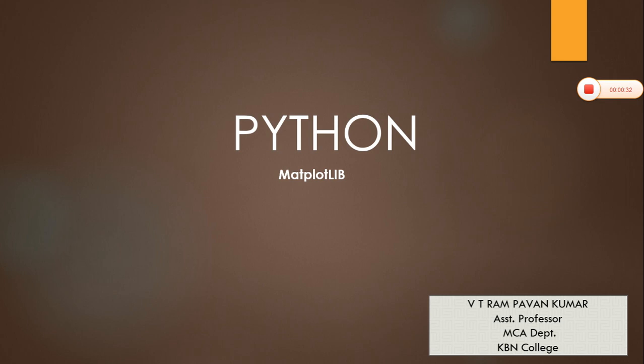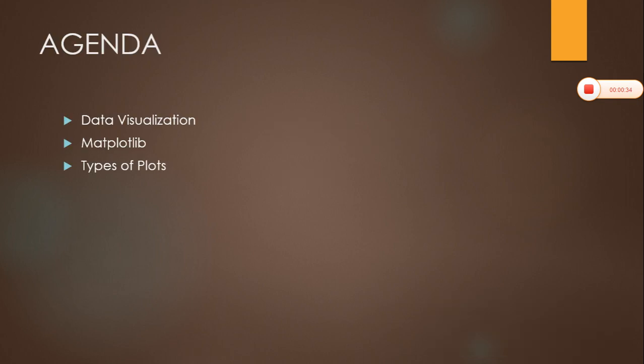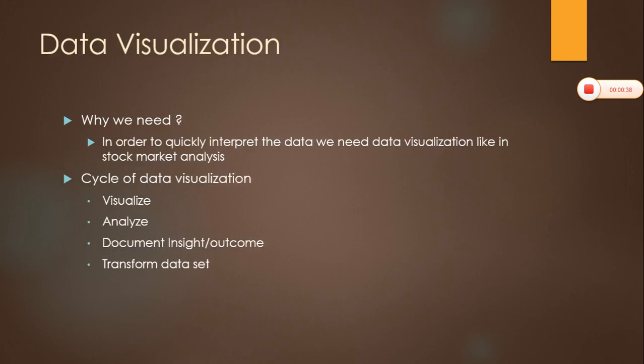Now the agenda is: what is Matplotlib, what is data visualization, and what are the types of plots. So we start with data visualization. In order to quickly interpret the data, we need data visualization. For example, in stock market analysis, data visualization is widely used. That is, in order to quickly graph the data, we need data visualization. With this graphical representation, we will get a conclusion about which attributes are useful for us and which attributes are not used.